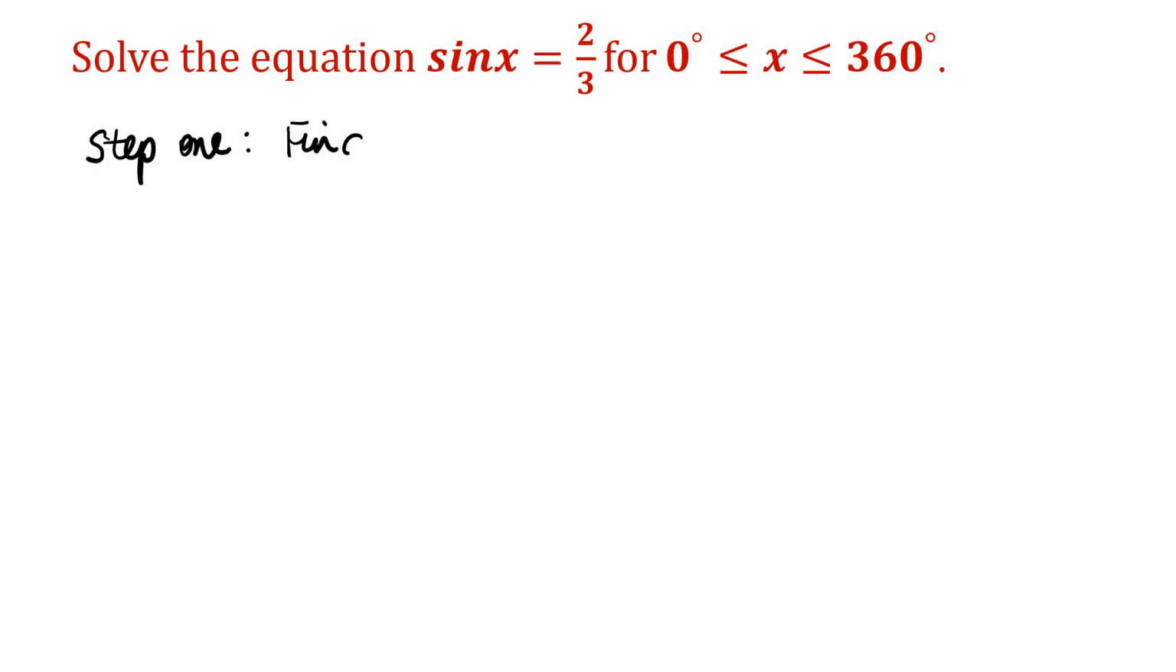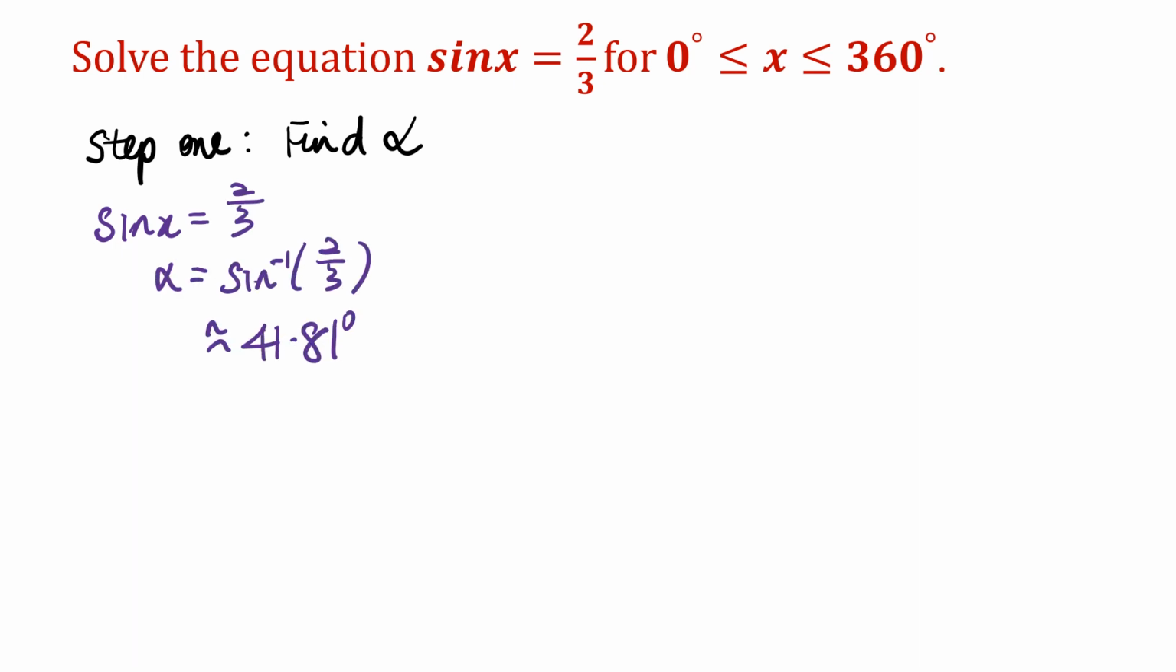So step 1, we have to find alpha. Alpha is very important. So sin x equals 2/3, so alpha will be sin inverse 2/3, which is 41.81 degrees.